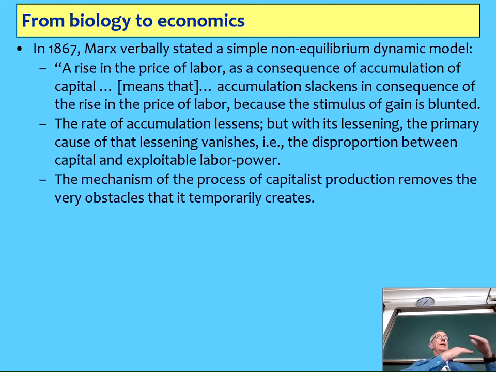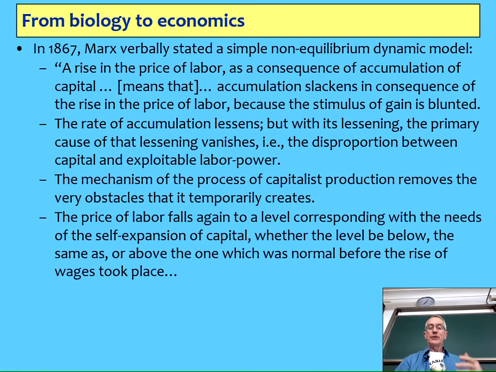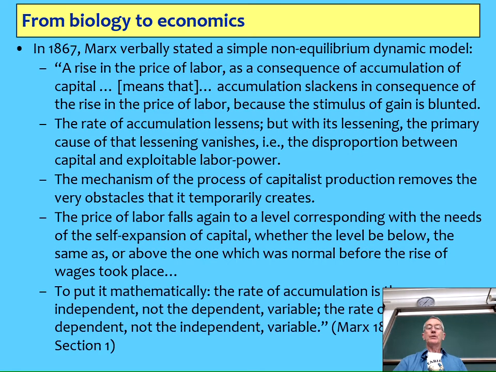And therefore, because of a slowdown in the economy and a slowdown in accumulation, the price of labour falls, wages fall in real terms, so you therefore have more going to capitalists. And because you now have more money going to capitalists, they invest more, and there's a boom once more. And with the boom, wages rise again. So Marx finished off with this lovely line saying, to put it mathematically, the rate of accumulation is the independent, but the causal variable, and wages are the dependent, not the independent variable.